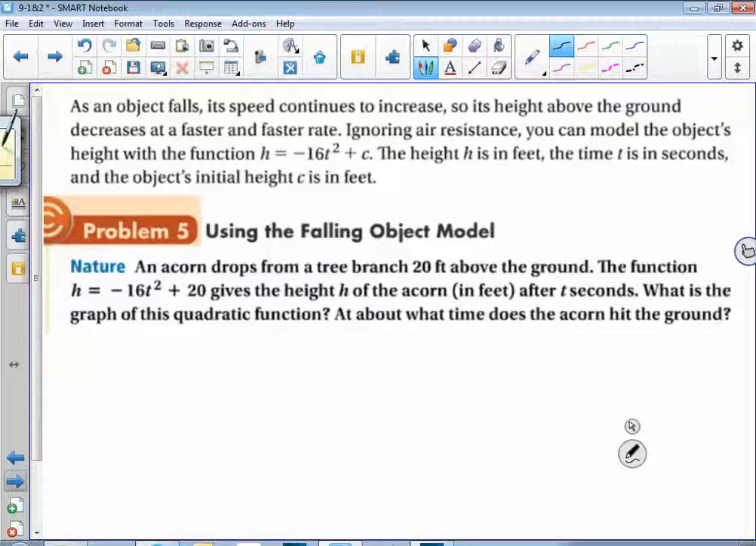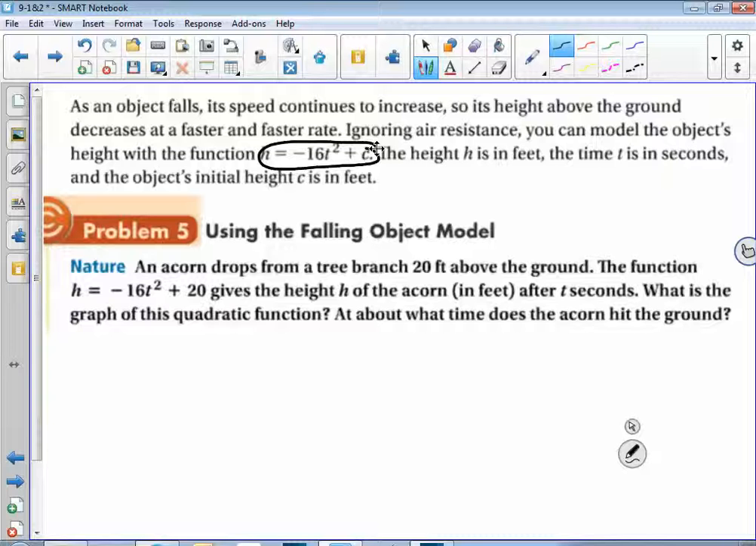So this says as an object falls, its speed continues to increase, so its height above the ground decreases at a faster and faster rate. That's gravity. All right. So this formula right here is important. This negative 16t squared plus c, that's an important formula. It gives your height in feet after t seconds.